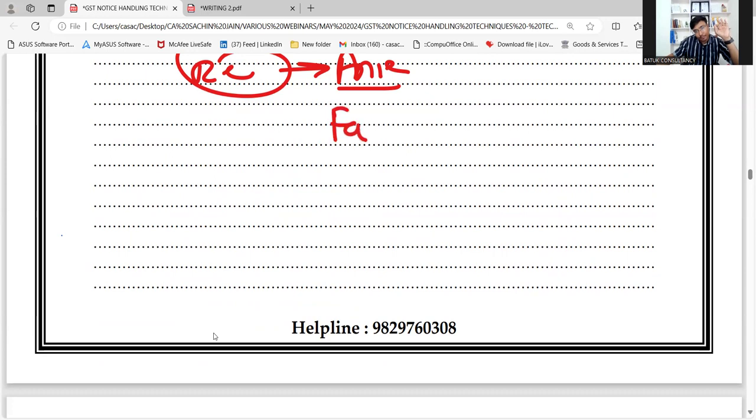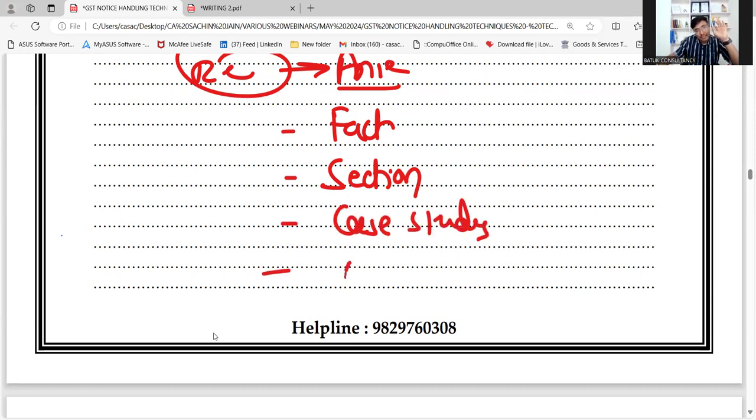Okay, fact, section, case study and reference of glitch, that is what is the body of your reply. चाहे वो business audit से related हो, चाहे वो ASMT 10 से related हो, assessment of one registered person, assessment of non-return filer, summary assessment, whatever will be the type of notice, your reply should be in this particular format only.